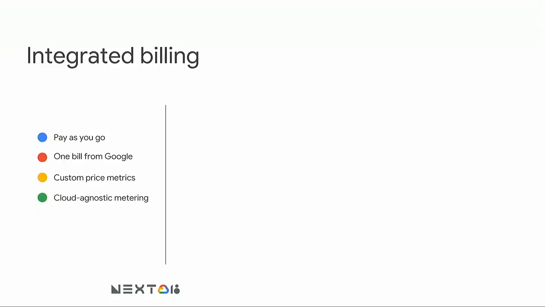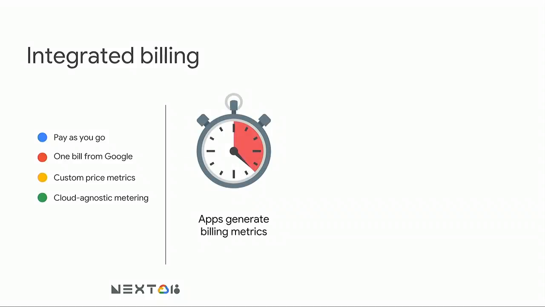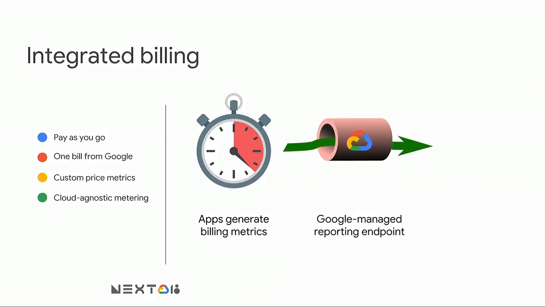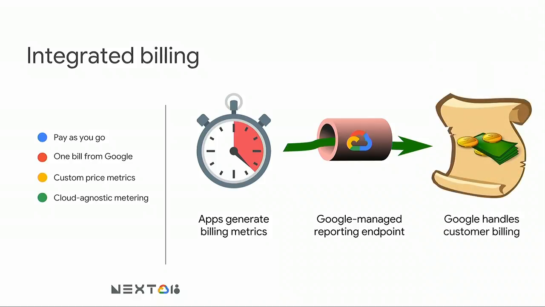And then importantly, because we want all of this to be portable, the metering system that we've designed for this is cloud agnostic, and that means the metering will happen whether the containers are running on GCP or whether they're running somewhere else. To show you a little bit how that works, essentially, the applications themselves are generating billing metrics. They're reporting those metrics to a Google-managed reporting endpoint and identifying the customer billing account when they make those reports. And so then at the end of the month, Google tallies up all the usage, bills the customer, pays the vendor, and that's pretty much how it works.